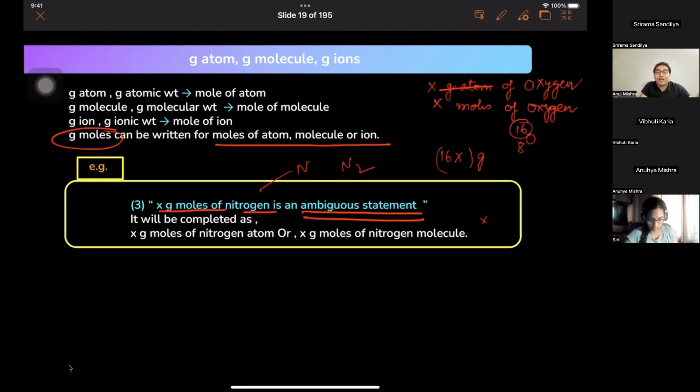If they want to ask, they will ask X gram molecules of nitrogen. That is N2. If they want to ask, they can say X gram atoms of nitrogen. That makes sense. But X gram moles of nitrogen, they should not write. If I say X gram moles of N2, that makes sense because now I'm clarifying that it is N2. Then fine. Is it clear? The discussions are clear up to this.